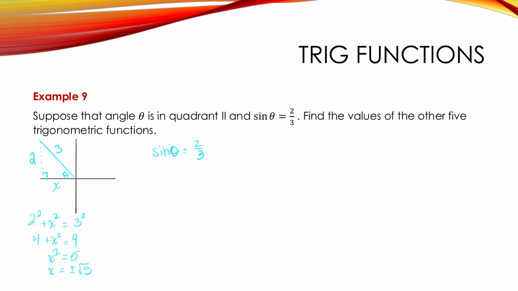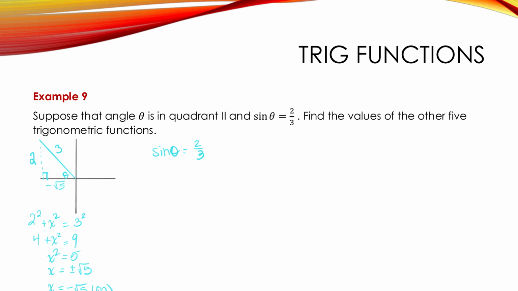And if we look at the location here, when we move to the left of the y-axis, all of our x's will be negative. And so in this case, our x is going to be negative. So we're going to use x being the negative root of 5 because we're in quadrant 2. So this would be negative root 5.